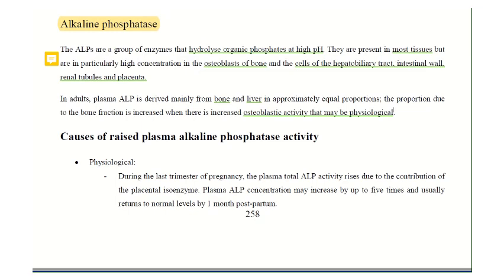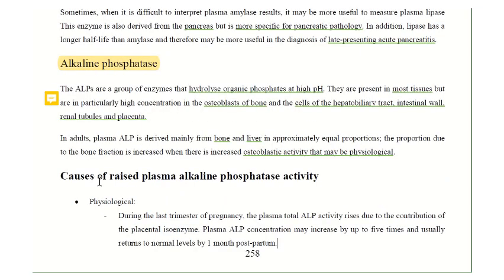إذن في adults the plasma ALP is derived mainly from bone and liver تقريبا in equal proportions. والproportion اللي من bone تزيد when there is increased osteoblastic activity that may be physiological.